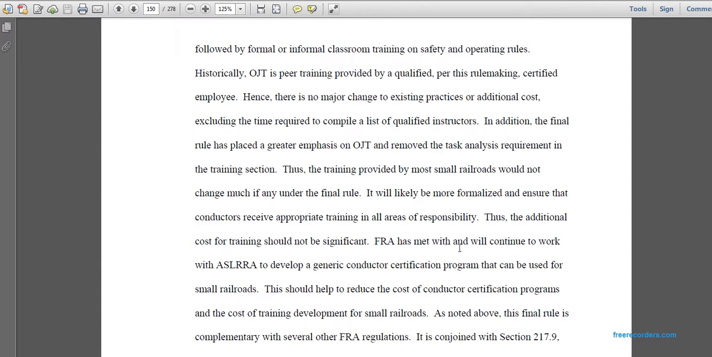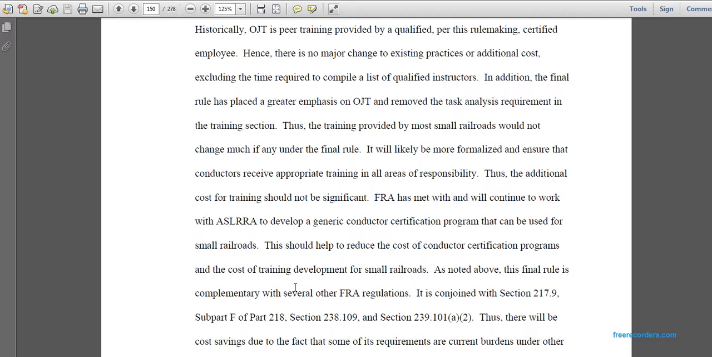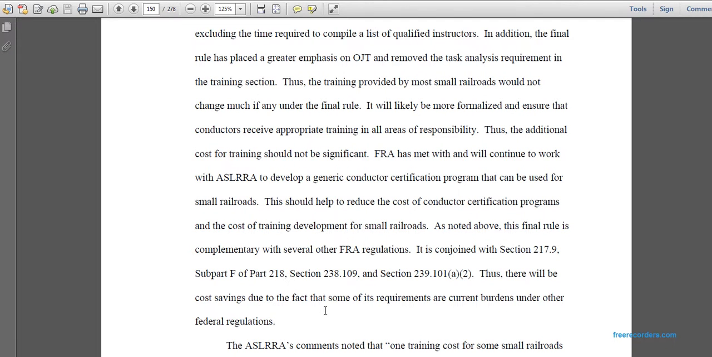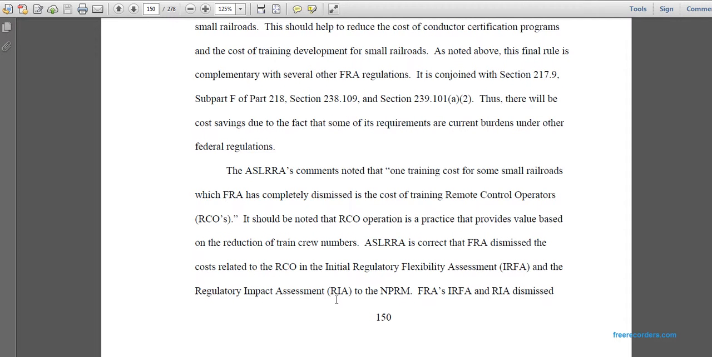The FRA has met and will continue to work with the American Short Line and Regional Railroad Association to develop a general conductor certification program that will be used for small railroads. This should reduce the cost of the conductor certification program and the cost of training development for small railroads. As noted in the final rule, complementary requirements are served by FRA regulations, including Section 217.9, Subpart F of Part 218, Section 238.109, and 239.101(a)(2). There will be a cost saving due to the fact that some requirements are current burdens under the federal regulations.